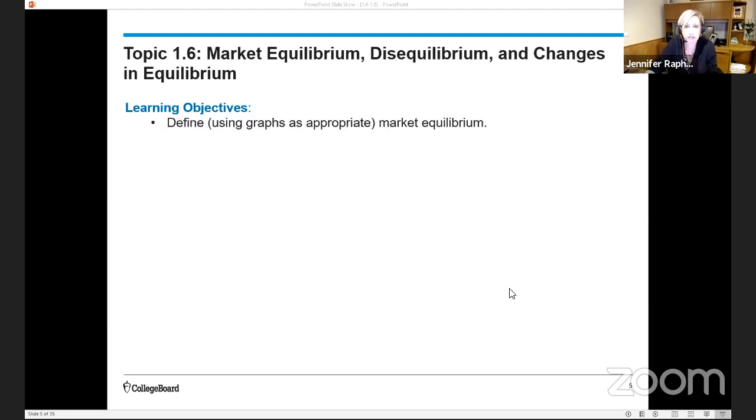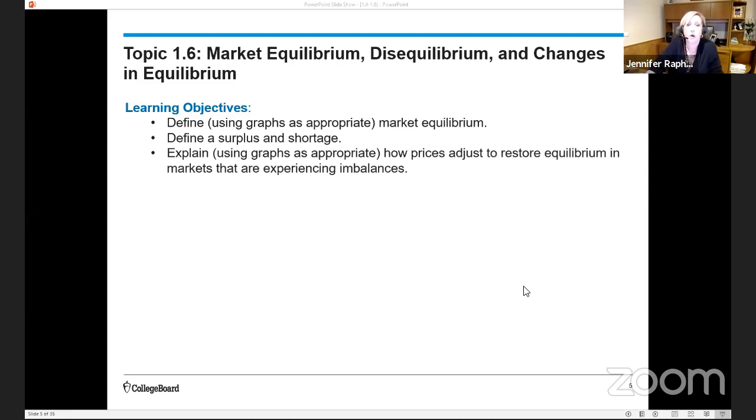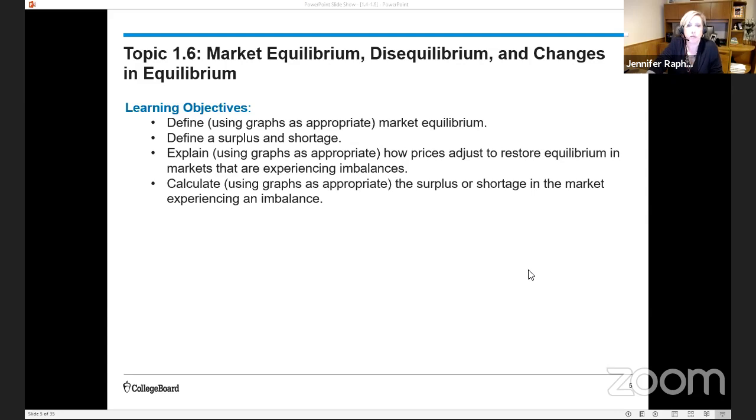So we want to be able to define market equilibrium. We also want to define surplus and shortage. We want to be able to explain why markets achieve equilibrium, why when the price is such that the quantity demanded is not equal to the quantity supplied, market forces will correct that imbalance or that disequilibrium and restore the market to equilibrium. We want to be able to calculate the surplus or a shortage in a market that has an imbalance in it.